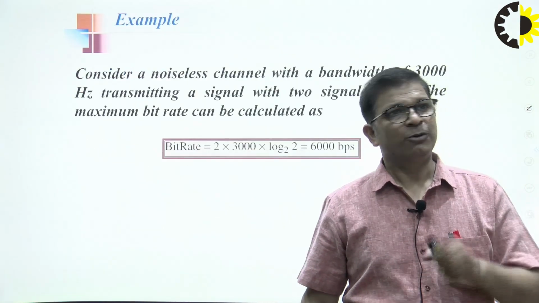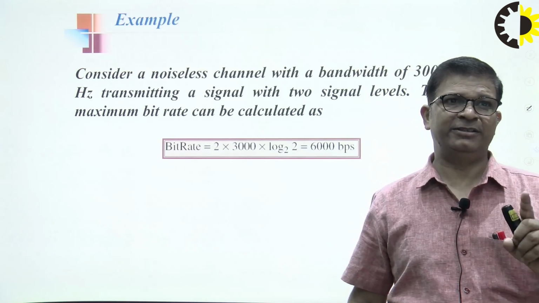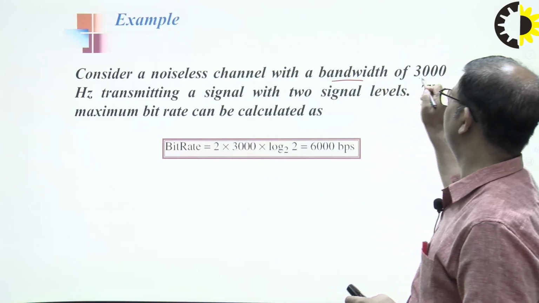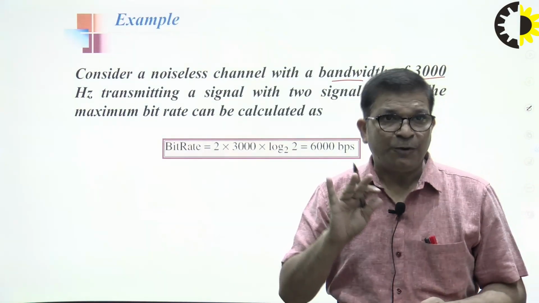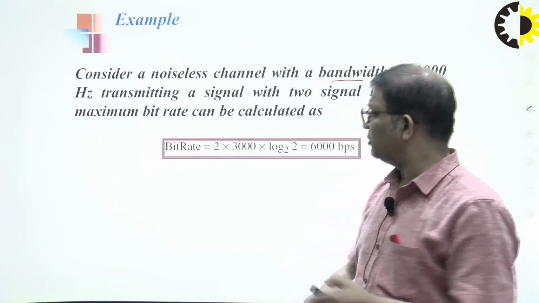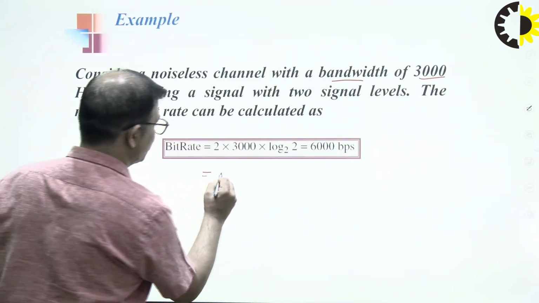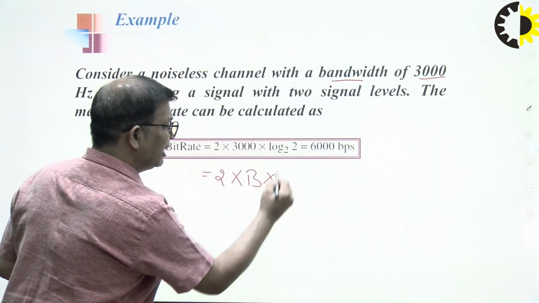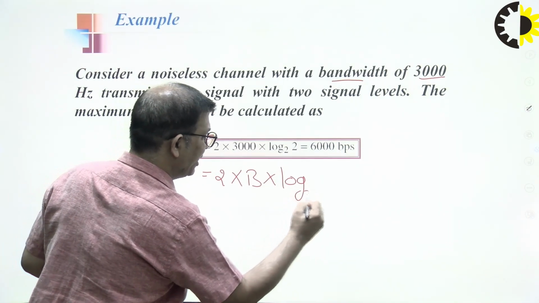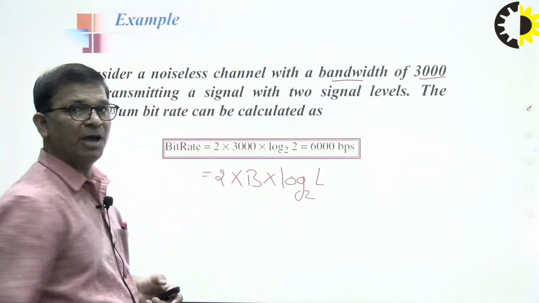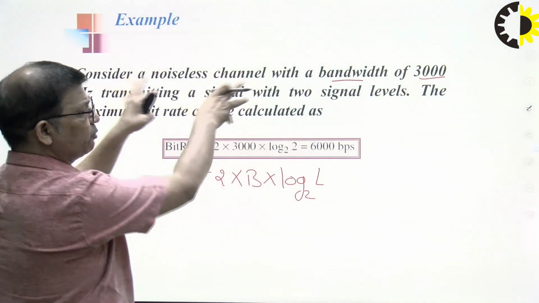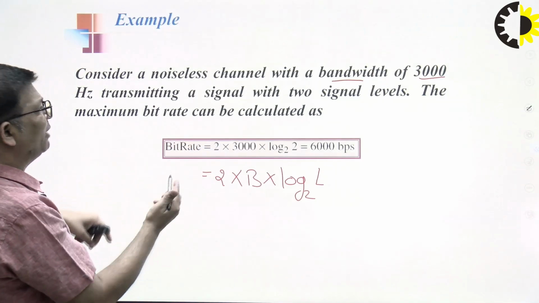Okay. So consider a noiseless channel with a bandwidth of 3000 Hertz. For the Nyquist theorem, the formula is bitrate equals 2 multiplied by bandwidth multiplied by log base 2 of L, the number of levels. How many levels are you sending? So if we put the values from this question into the formula, what will happen?